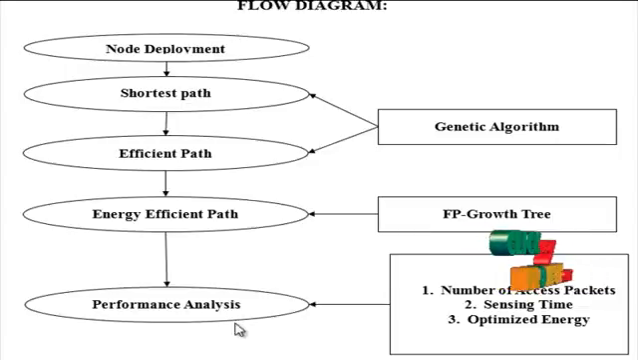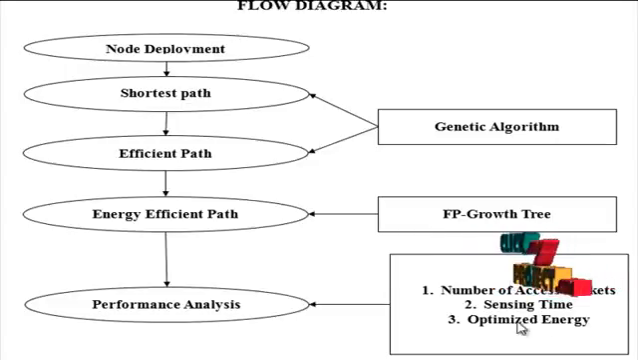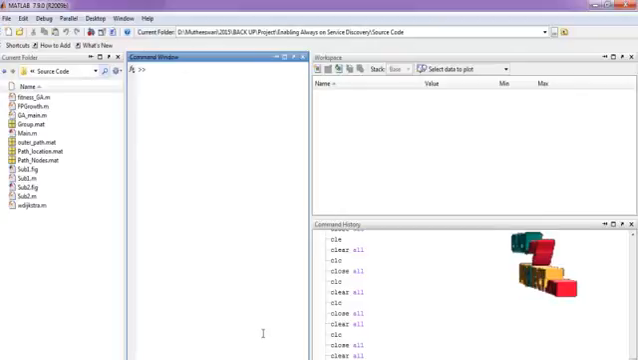Finally, the performance graph is analyzed. It compares the parameters total energy consumption and packet delivery ratio. The network lifetime can be improved by avoiding the sensor nodes transmitting raw data. The number of access packets, sensing time and also optimized energy have been analyzed. Let me discuss the running procedure for our process.